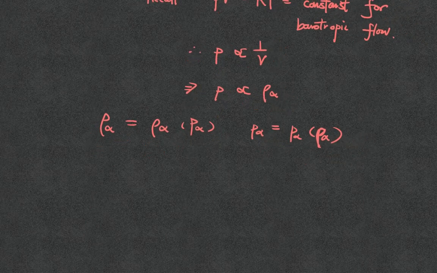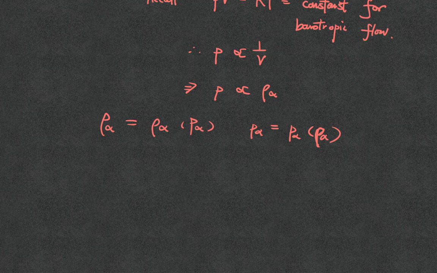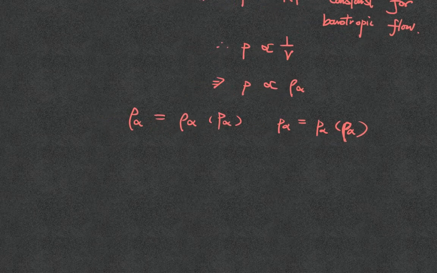Now, if I take a derivative of it with respect to time, then what I would have is that the change of the density alpha would be equal to the change of the density with respect to pressure. Let me write it this way.